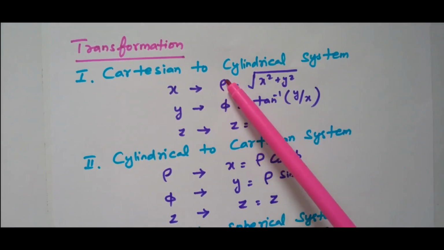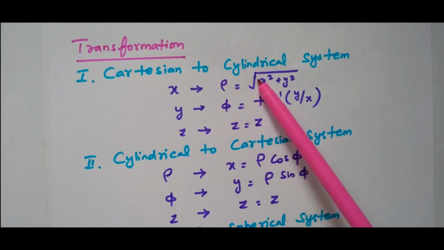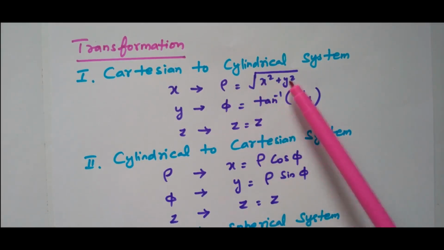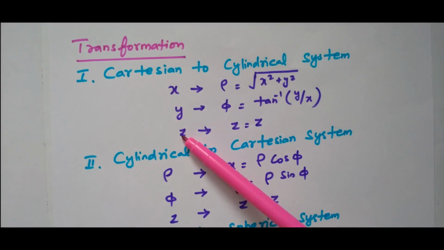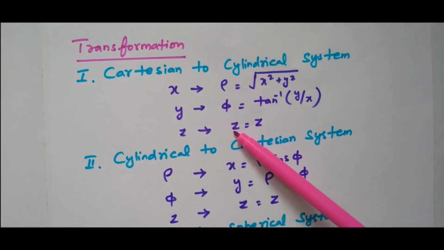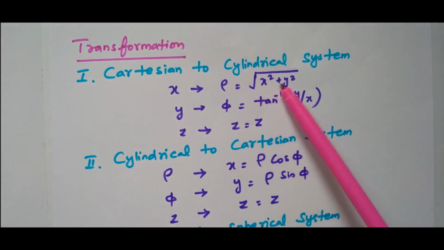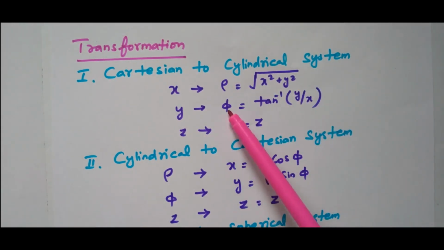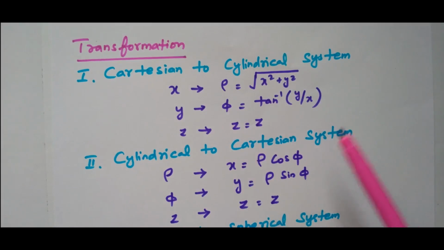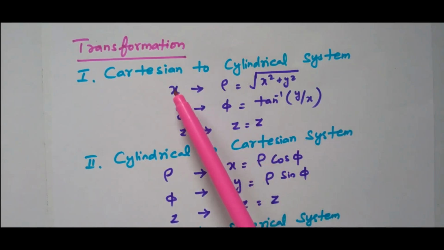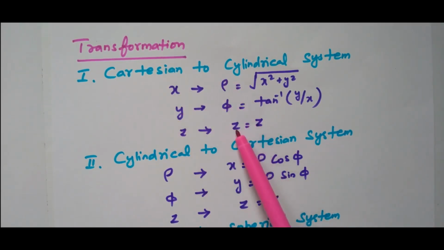How will you convert rho? Rho is nothing but the square root of x square plus y square. Pi is nothing but tan inverse y by x. Z is taken as it is. So from the x, y, z Cartesian system, we can convert into the cylindrical system by using these formulas.